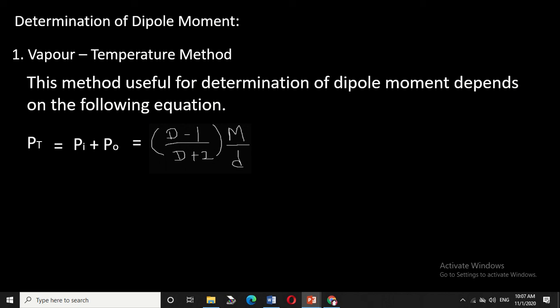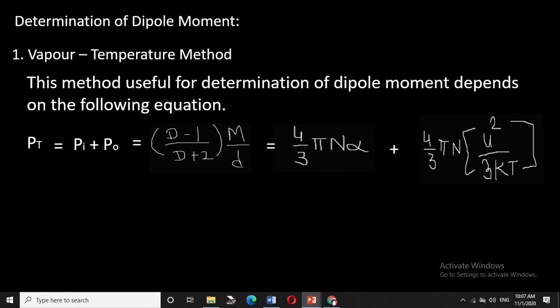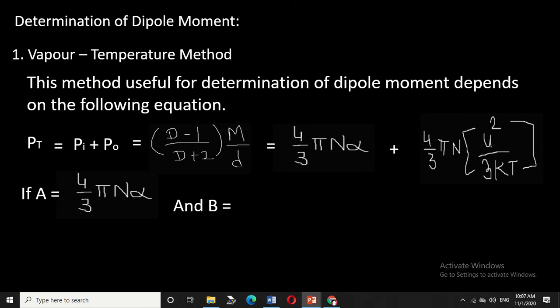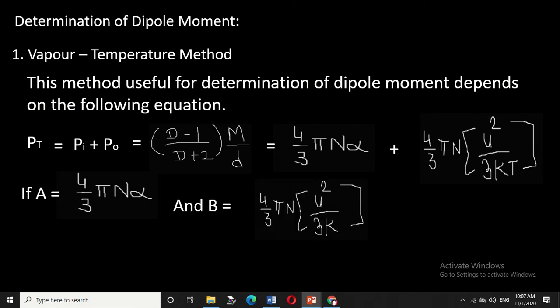equal to (D minus 1) upon (D plus 2) into M upon d, equal to 4/3 pi N alpha plus 4/3 pi N mu square upon 3kT. Now friends, A equal to 4/3 pi N alpha and B equal to 4/3 pi N mu square upon 3k. Therefore, this equation becomes Pt equal to A plus B times 1 upon T. With the help of this, we can easily determine the dipole moment of compounds which are easily converted into the gaseous phase or already present in the gaseous phase.